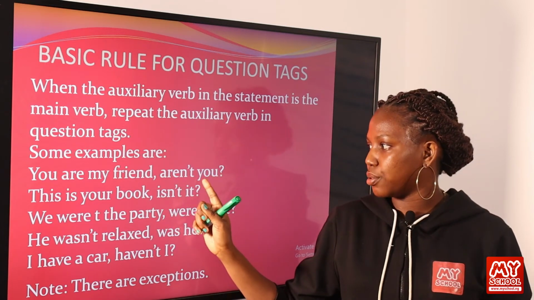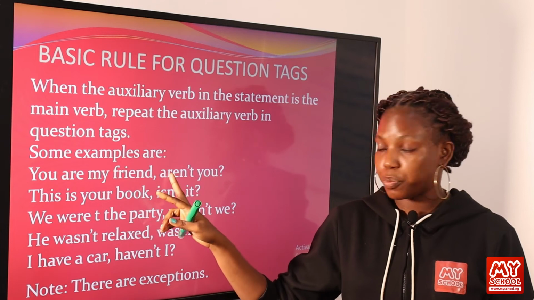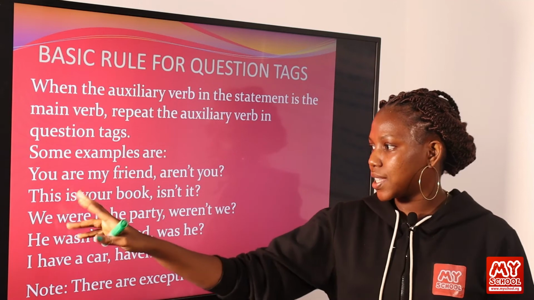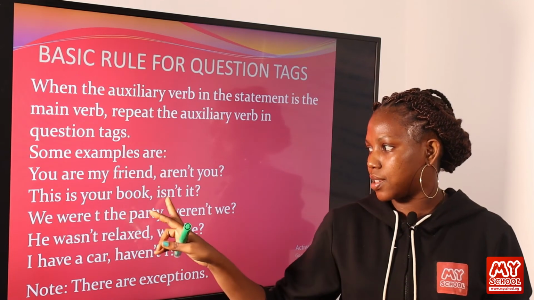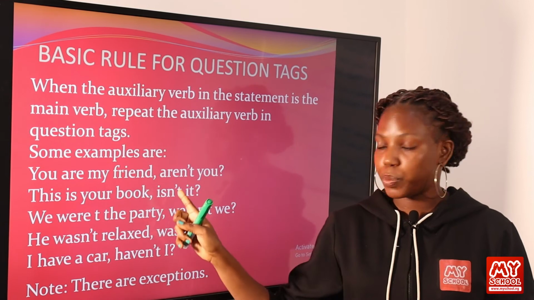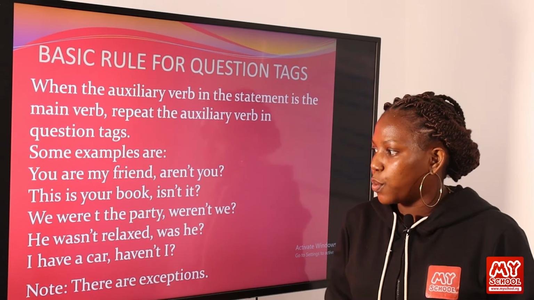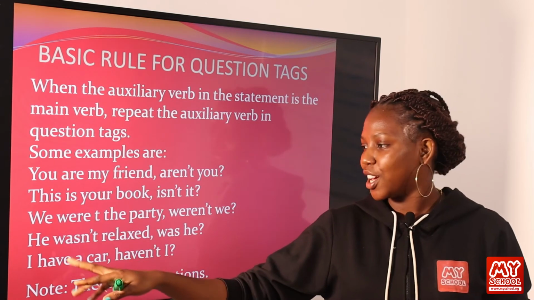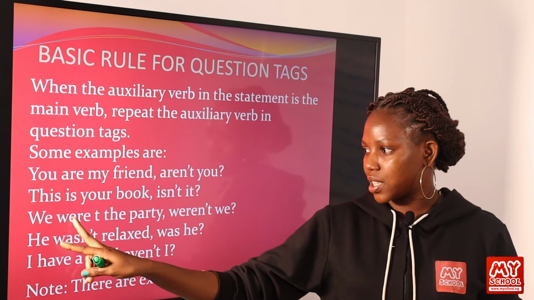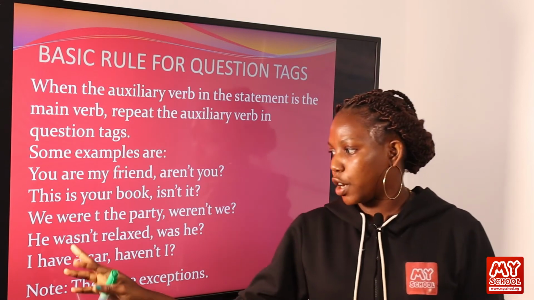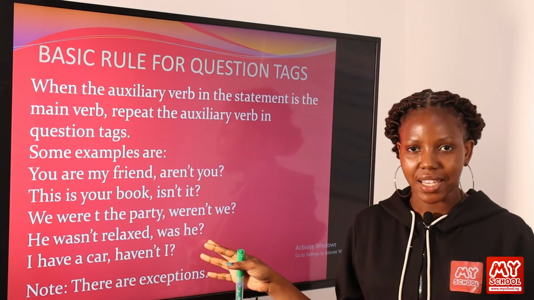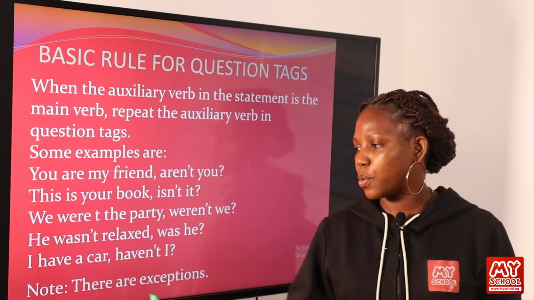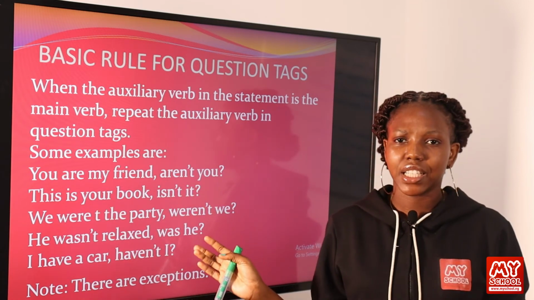Okay, so aren't you, we see the auxiliary verb is repeated, and we have the negative to complement the positive here. So this is your book, isn't it? So isn't it is repeated in the question tag. We were at the party, weren't we? So we can see were is repeated as the auxiliary verb. It wasn't relaxed, was it? I have a car, haven't I? So we can see the auxiliary verb repeated in this question tag.